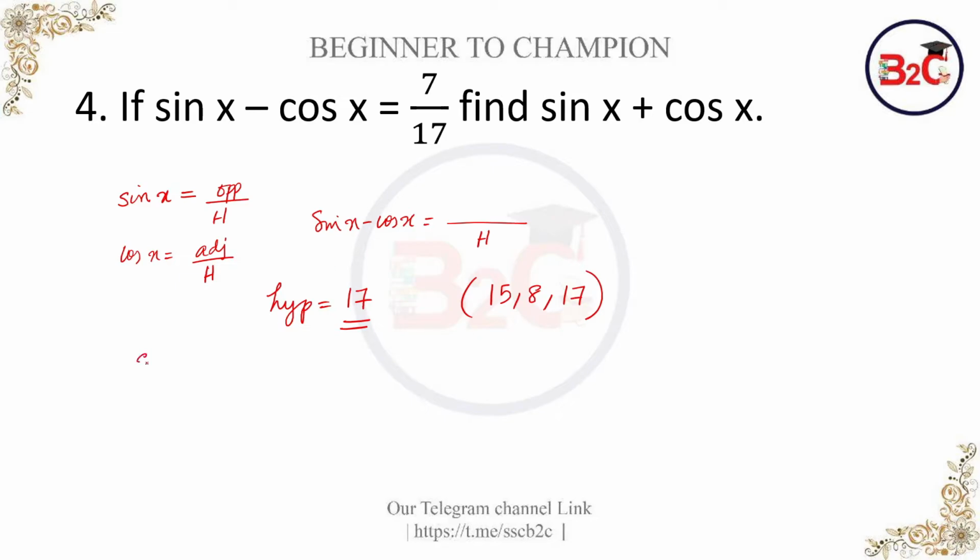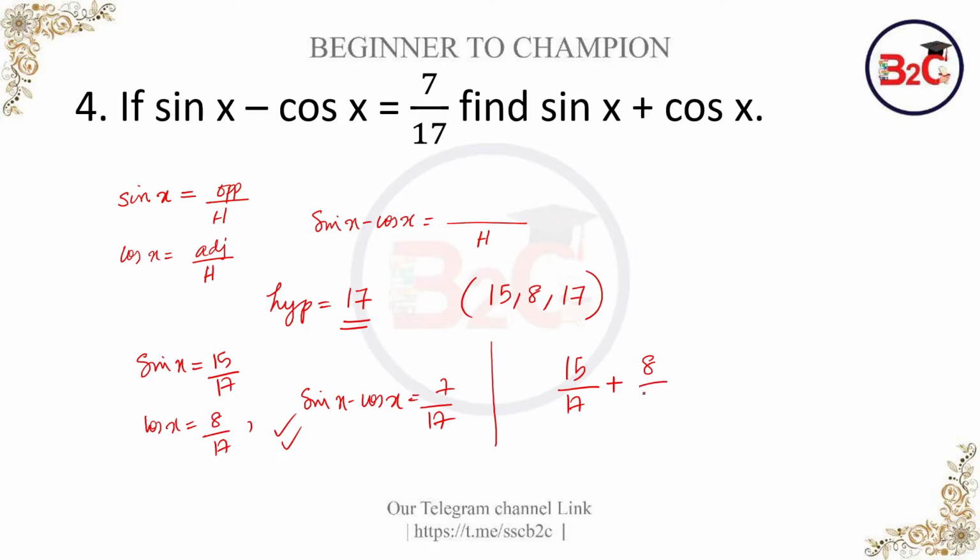Now if we take sin x to be 15 by 17 and cos x to be 8 by 17, the first condition that sin x minus cos x equal to 7 by 17 is satisfied. Then automatically we can find sin x plus cos x. What will be sin x plus cos x? 15 by 17 plus 8 by 17, which is 23 by 17. This is the answer to this question. Okay, let's go to the next one.